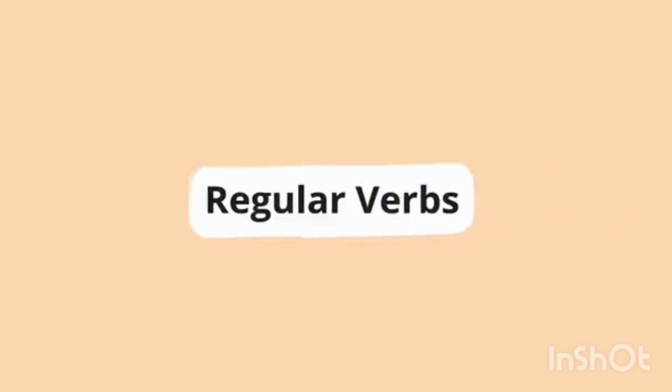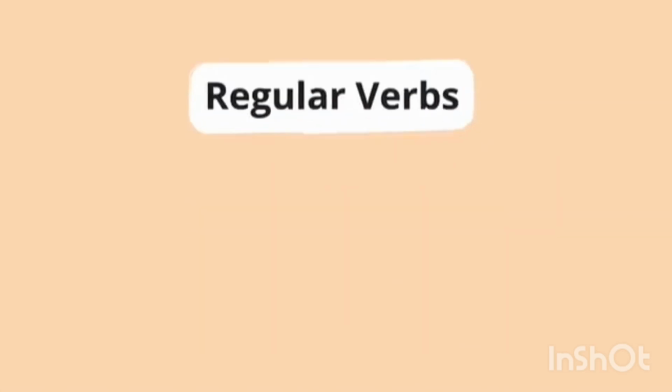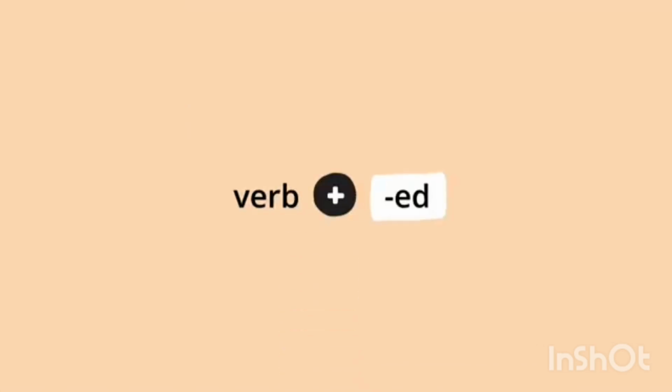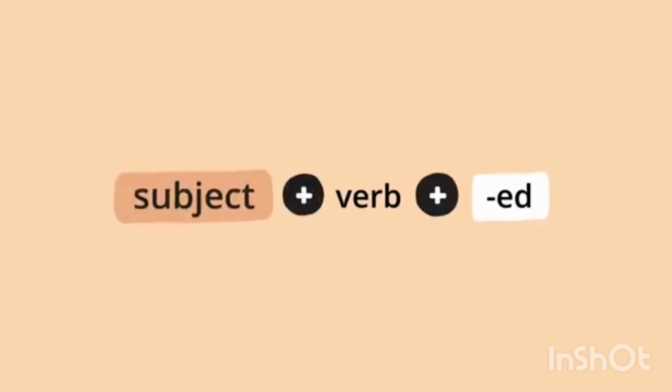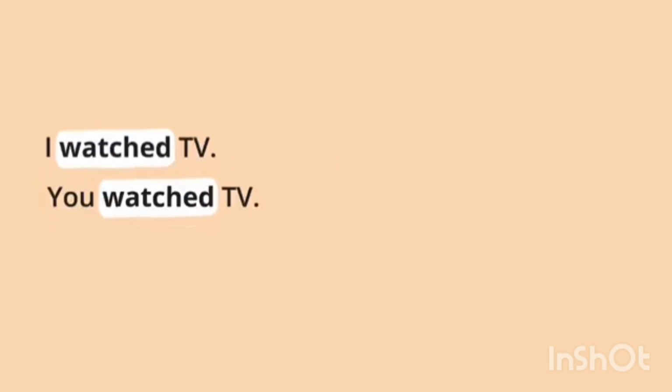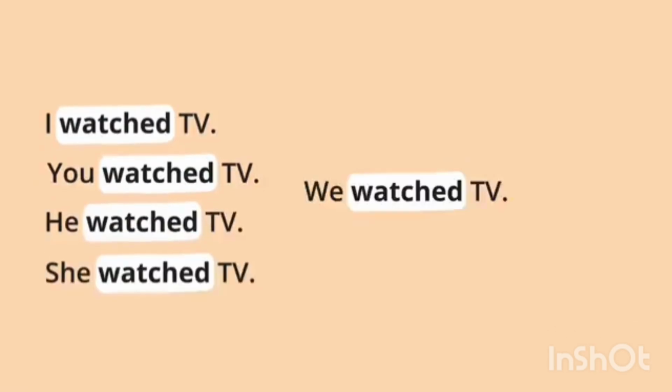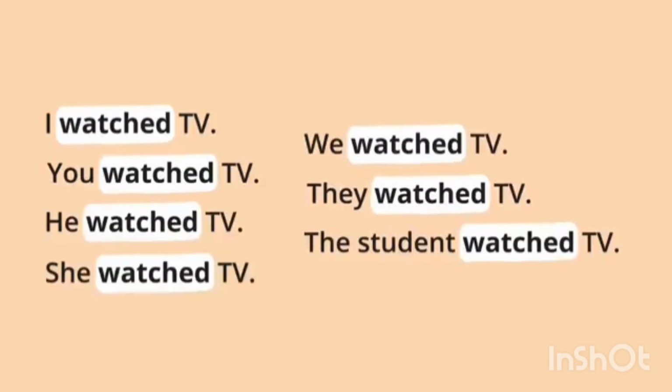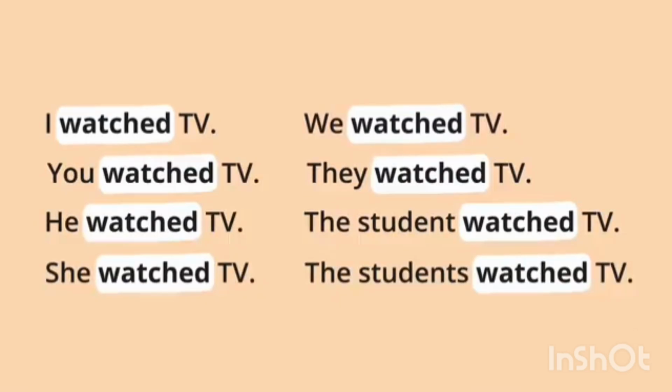Regular verbs. With regular verbs, we use the verb plus ed. To form the simple past, the verb form is the same for all subjects. For example, the simple past of the verb watch is watched. You washed, he washed, she washed, we washed, they washed, the student washed.